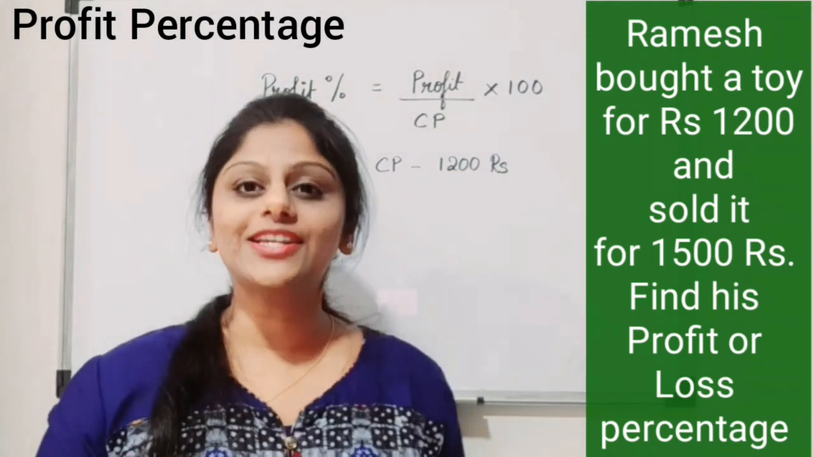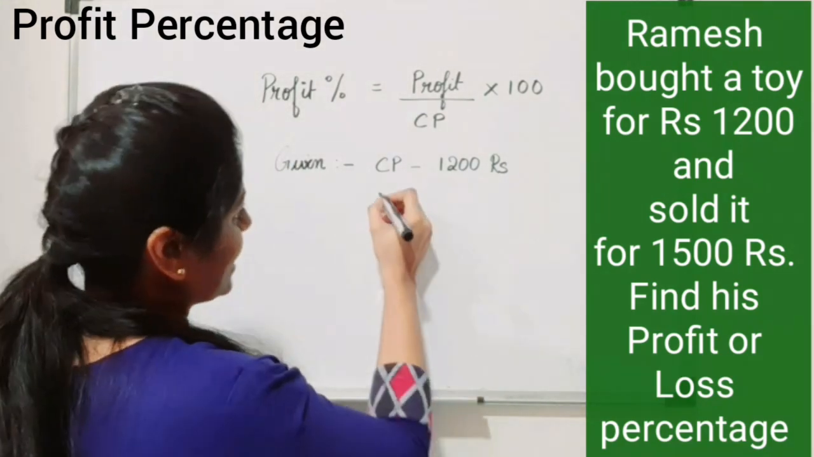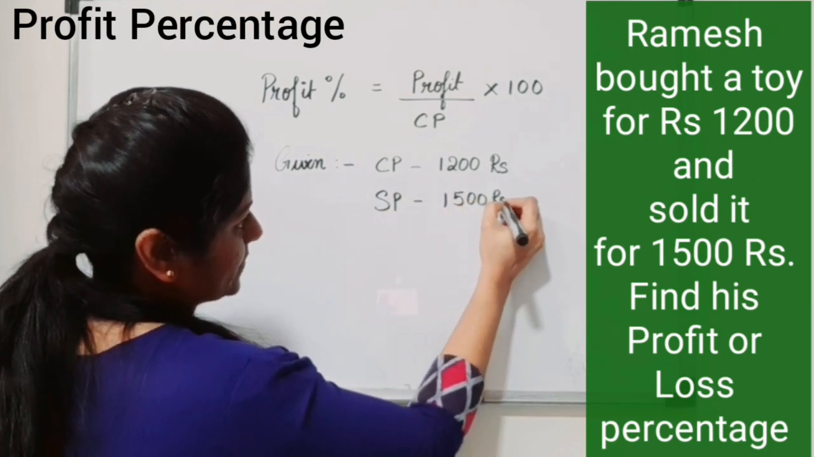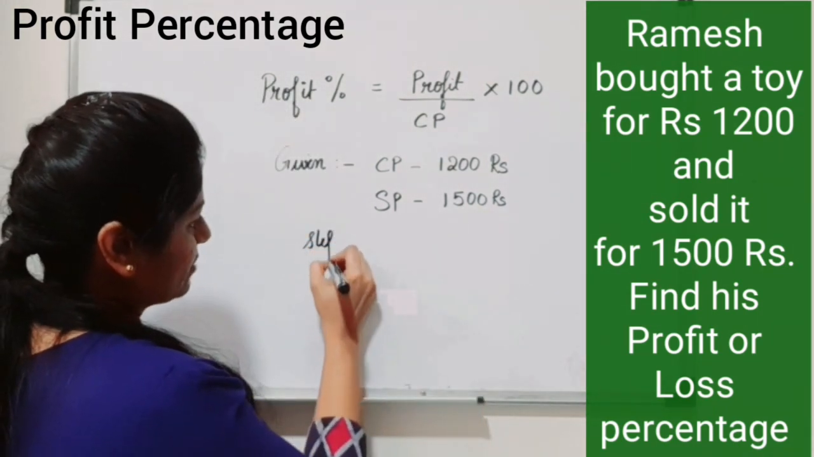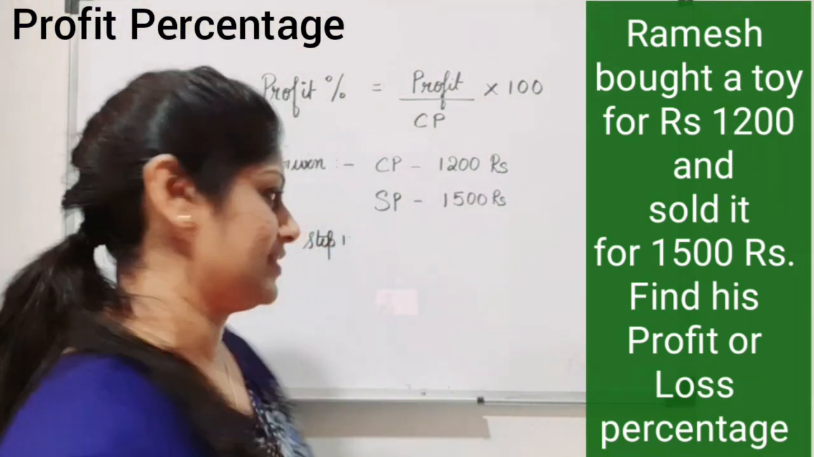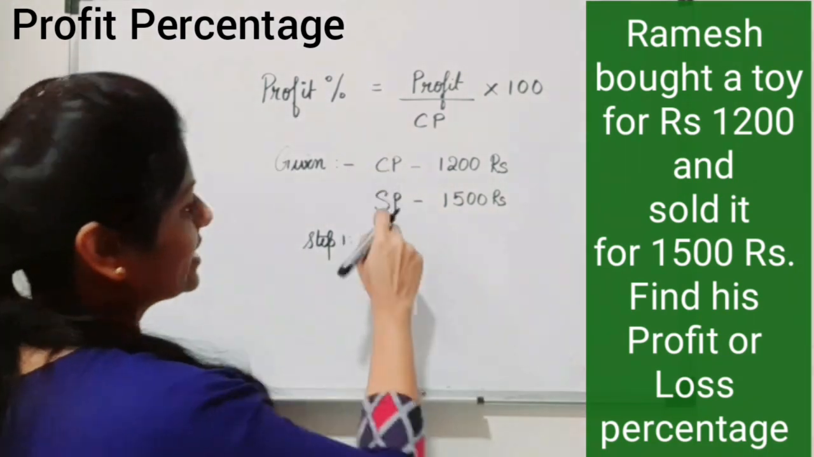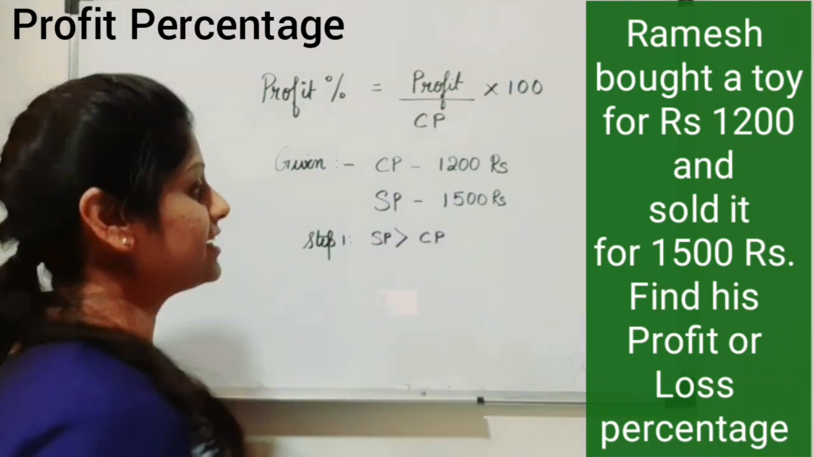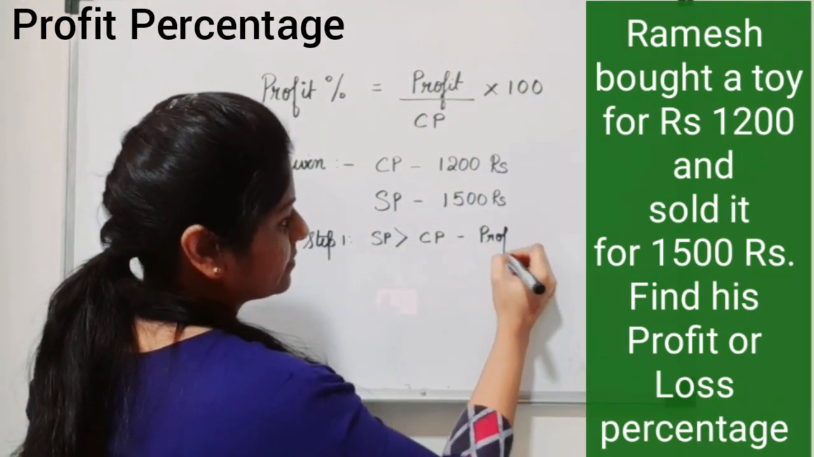And it is told that he sold that toy for rupees 1500. Therefore, sold means it is the selling price. Therefore, SP is what? 1500 rupees. So we have written what is given in this. So first step in this type of question is to find whether it is a profit percentage or a loss percentage. So first step is to check whether SP is greater or CP is greater. So in this we can clearly see that SP is greater than CP, and when the condition is SP is greater than CP, that means it is a profit, correct?